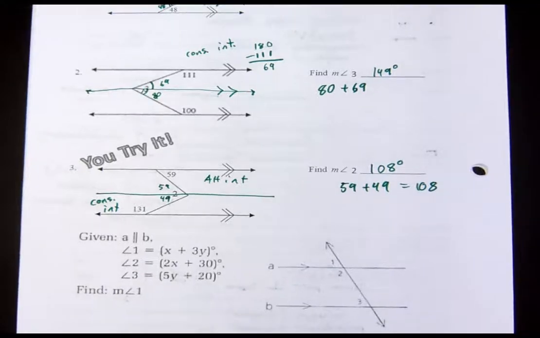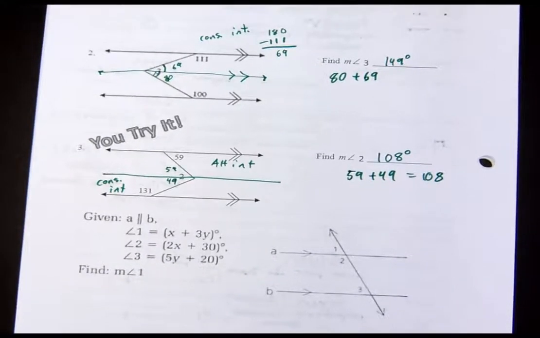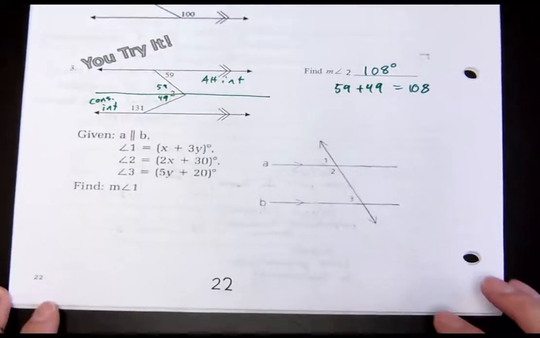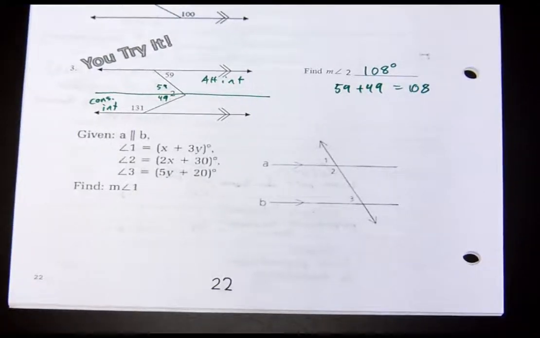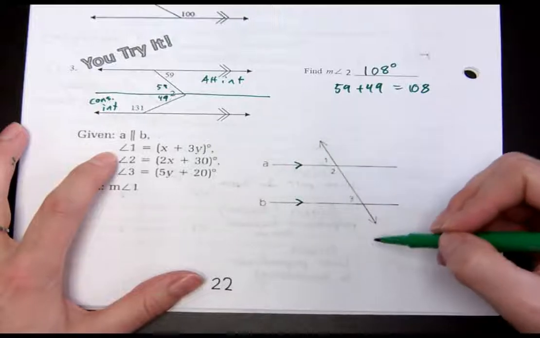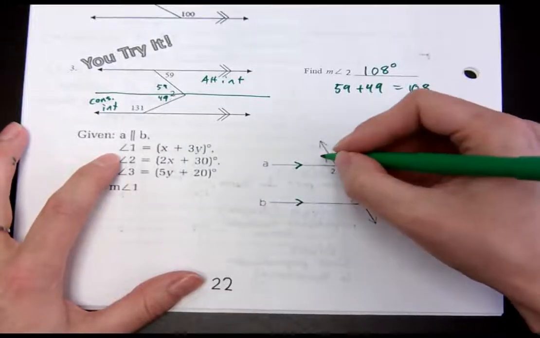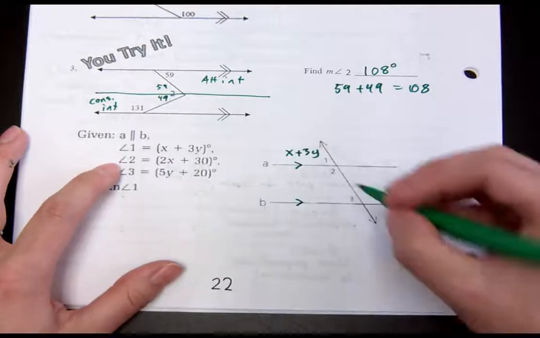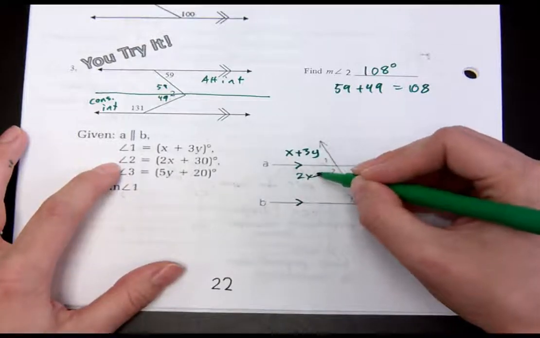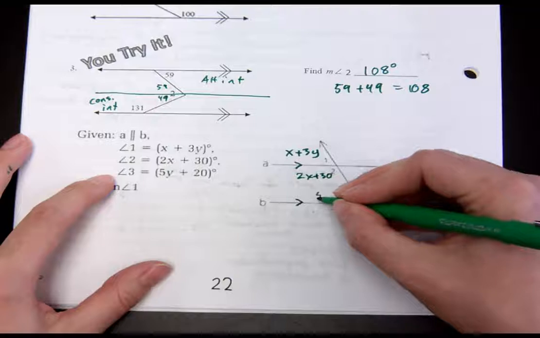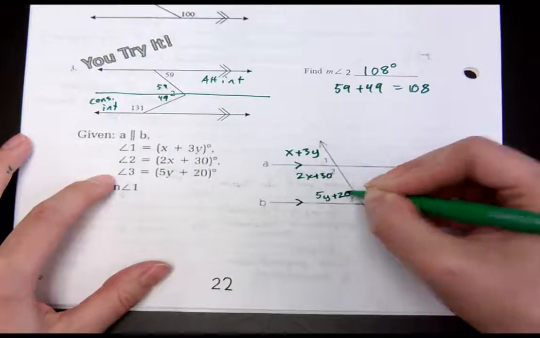Good? Bad? Medium? Okay, we're going to do this last example and then have some time to work. And so, first thing we're going to do, it tells me these lines are parallel, so I know my angles equal each other. I can use angle pairs. I'm going to label this one x plus 3y. Angle 2 is 2x plus 30. Angle 3 is 5y plus 20.